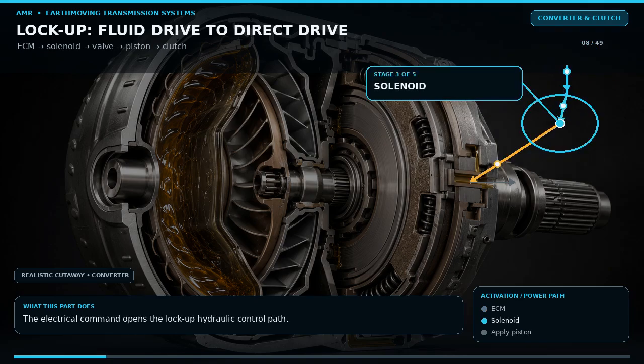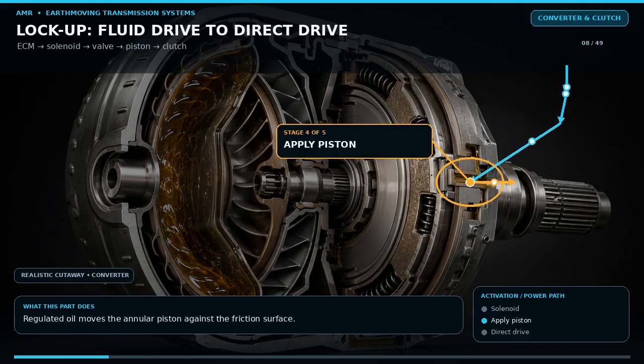Regulated oil moves the lockup piston and clamps a friction disc or plate pack, mechanically connecting the converter cover or impeller side to the turbine and output shaft. The torque path becomes direct and heat generation falls.